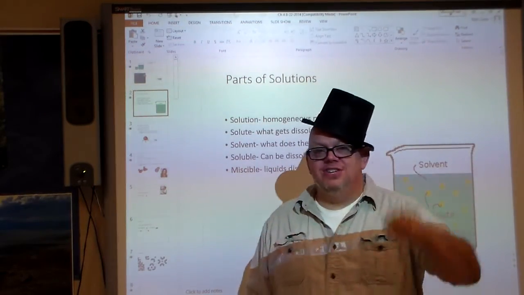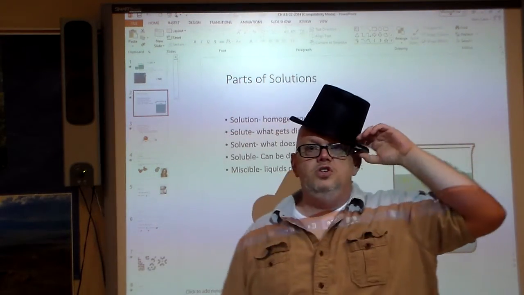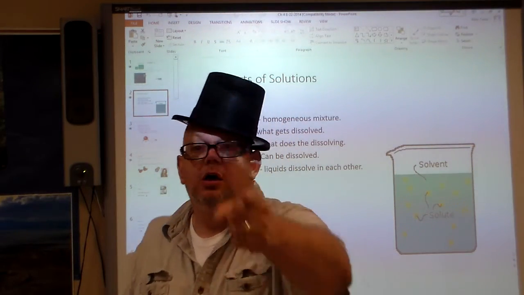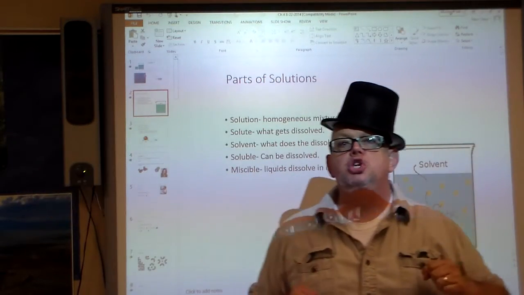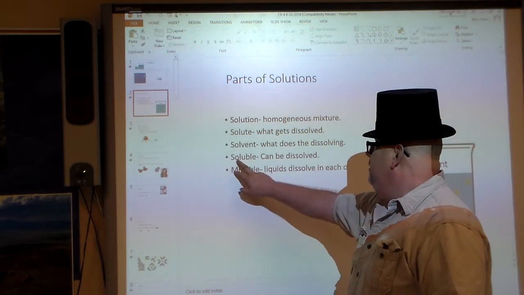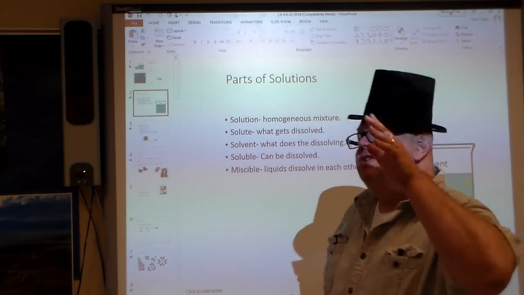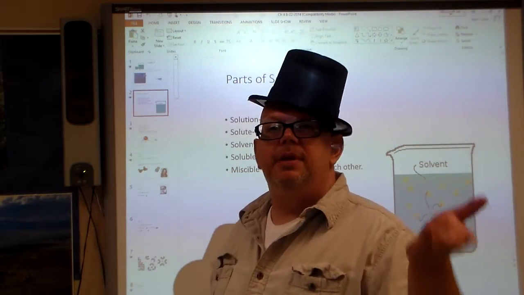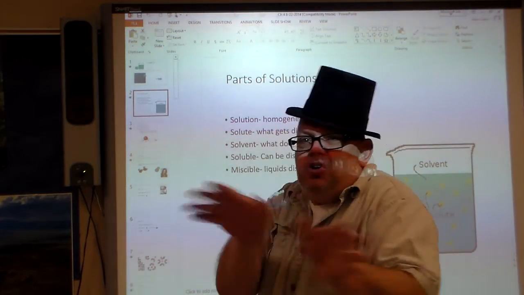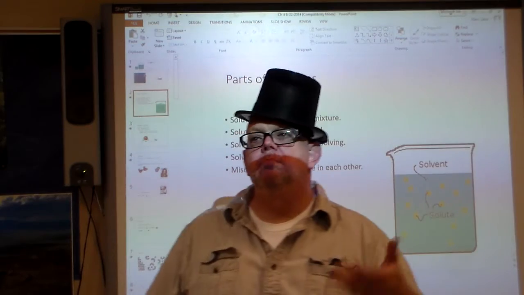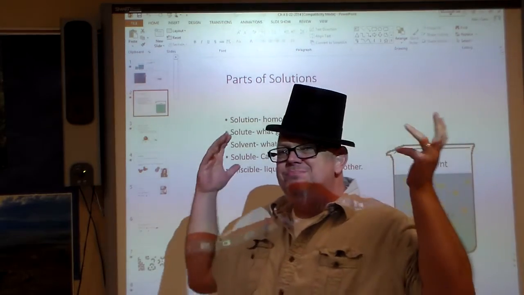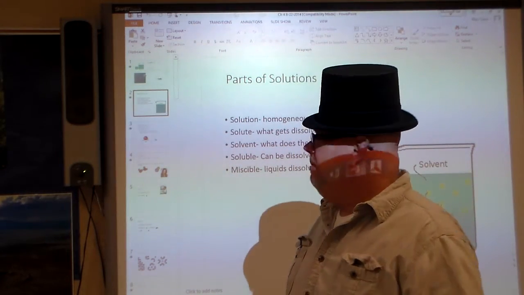Okay? Now we also have a solute, which basically is what gets dissolved. It could be coffee crystals, it could be salt, it could be sugar. So there's a lot of things that can be dissolved in the process. Now there's a couple of other terms, like soluble. If we say that something is soluble, that means it can be dissolved. And then we have something called miscible. We never talked about that in regular chem or H-chem. Miscible is just something that is basically liquids that dissolve in each other, and that's pretty much it. We don't make a big deal about that.